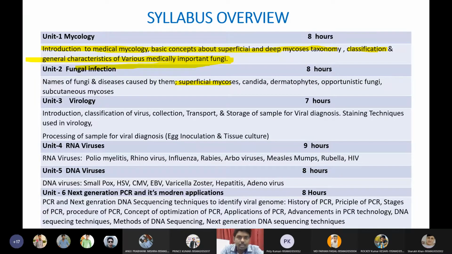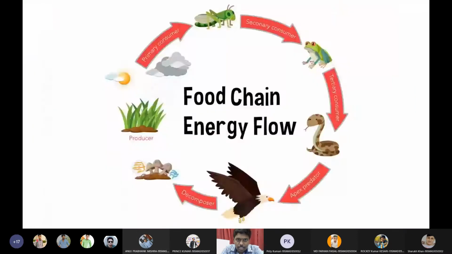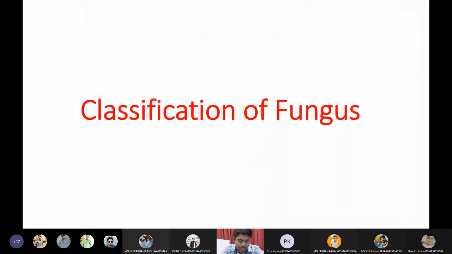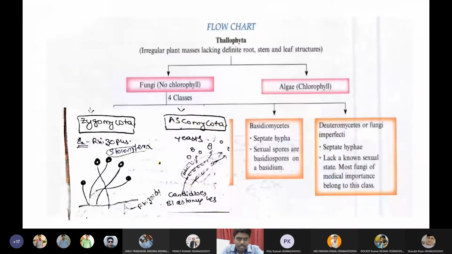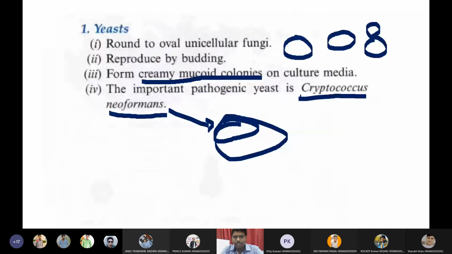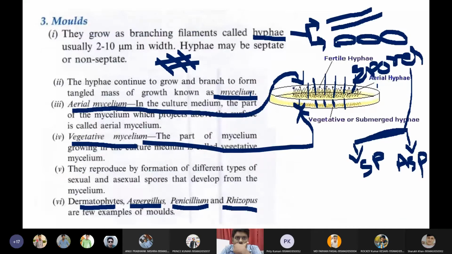So in the second unit, we have fungal diseases. We already finished the superficial mycosis. Then we came to the second fungal disease, which is subcutaneous mycosis. So I will directly go to the subcutaneous mycosis. I'm not going to discuss all these basics. We already know all of these things, right? We discussed everything. Let me move forward.